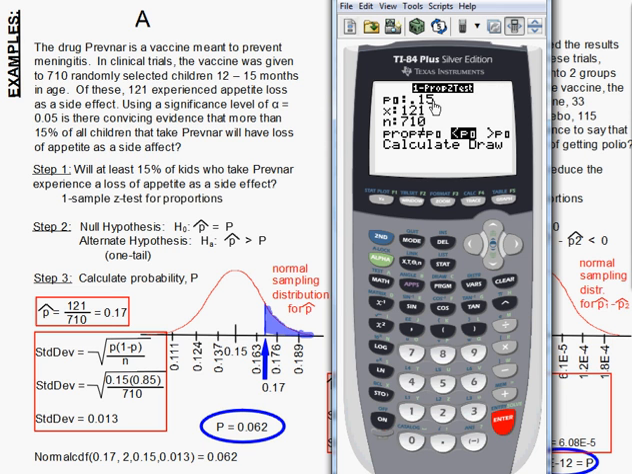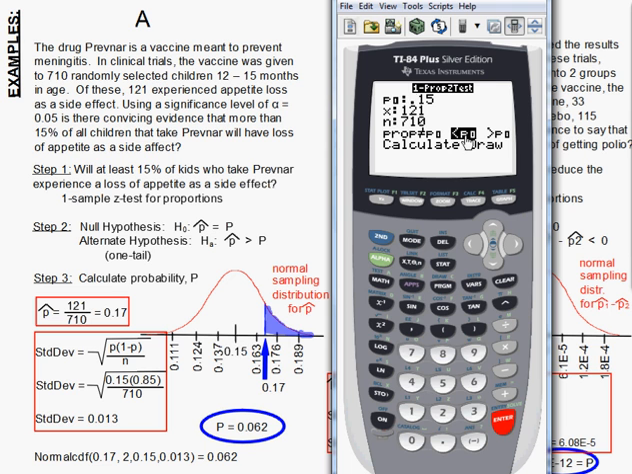It's going to ask us for our p0, which is our center, 0.15. It's going to ask us for the count x, which is our 121. It's then going to ask us for n, which in this case is our 710.